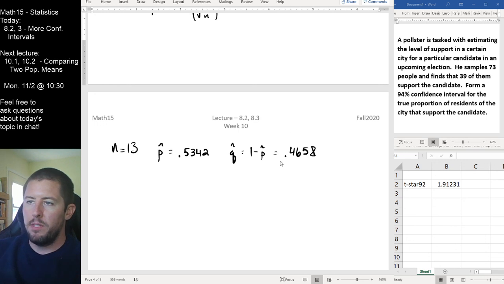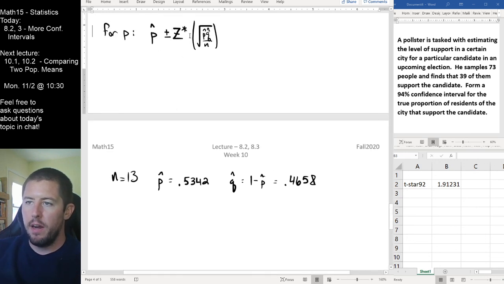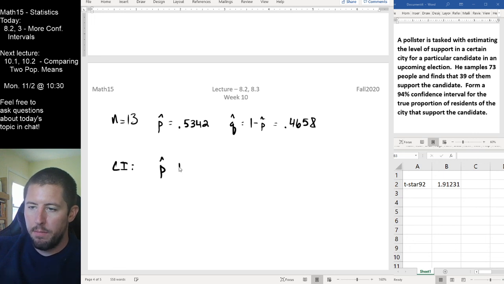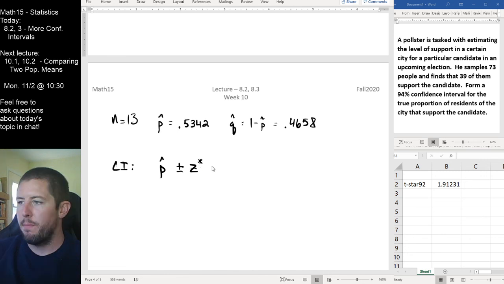Okay. What other terms do we need here? I'm looking at my statement right here. It looks like we've got everything we need. We need n, p hat, q hat. We got those. We need p hat. We're going to need z star again, like we'd said. So let's go ahead and form up our confidence interval here then. It should be our point estimate, p hat, plus or minus our z star value, our critical value associated with our percent confidence. We're doing 94% confidence, by the way.